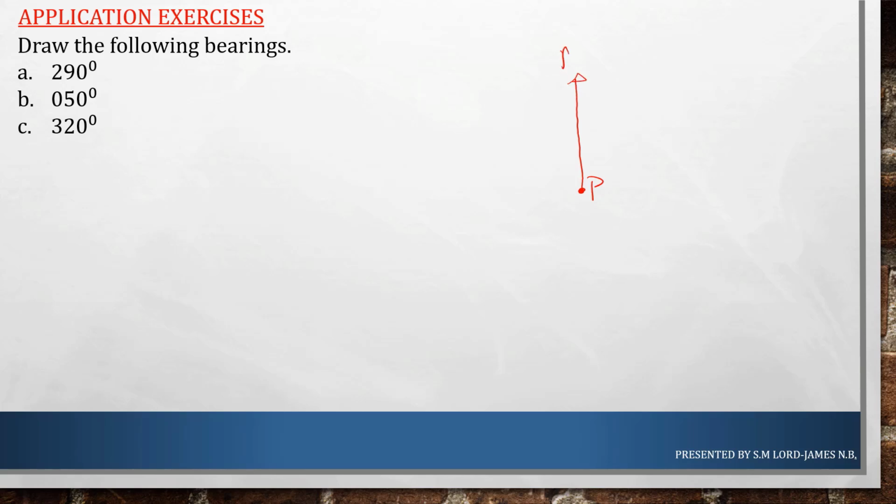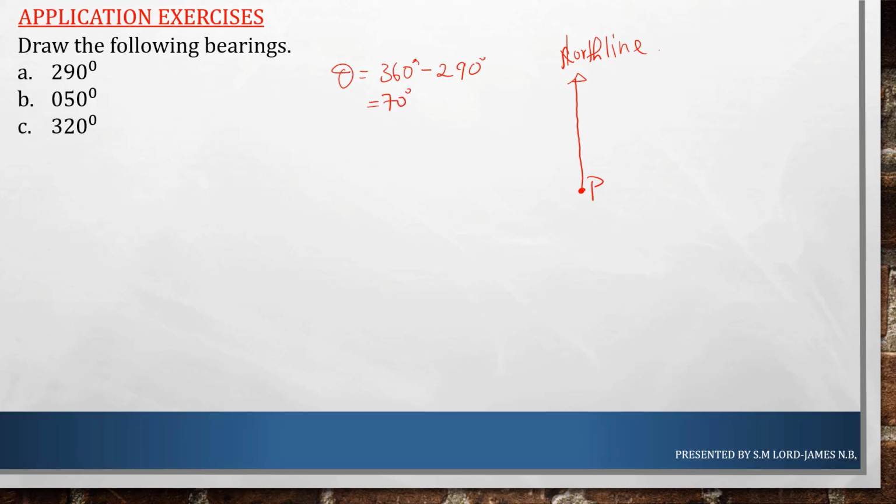So we'll call that my north line. Now what we have to do is measure 290 degrees. But 290 degrees is not possible on the protractor. So what do we do? We take 360 minus 290 degrees. So the equivalent anti-clockwise angle will simply be 360 minus 290, which gives us 70 degrees.